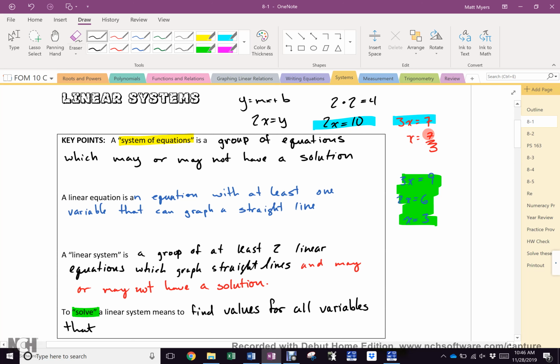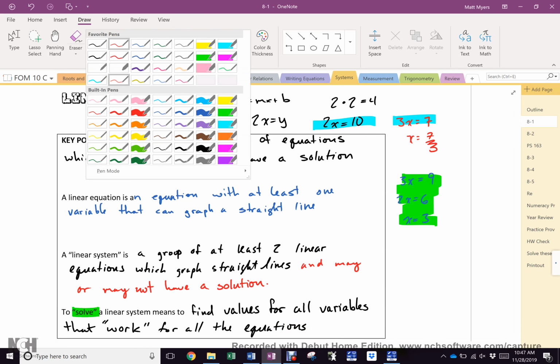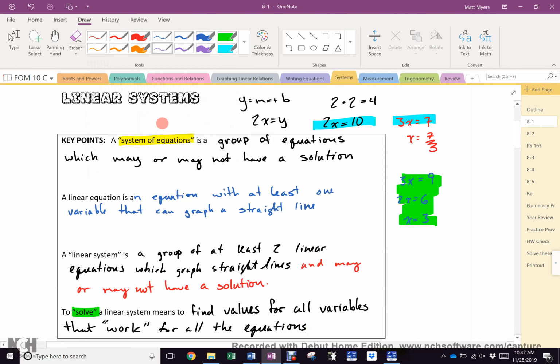There you go. Find values for all the variables that work for all the equations. Does everybody understand? Is everybody cool? So, I'm going to give you one more, a super easy one. I'll do it in purple. You will solve it.